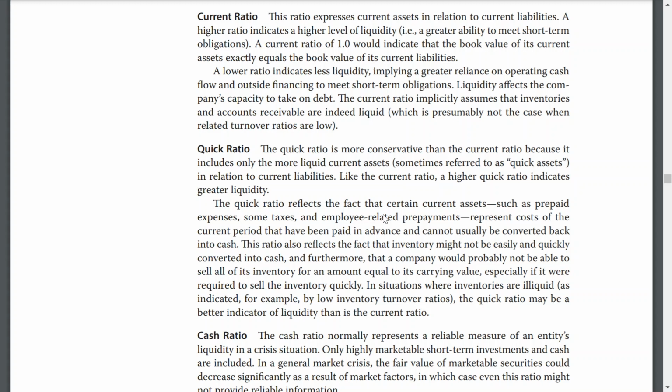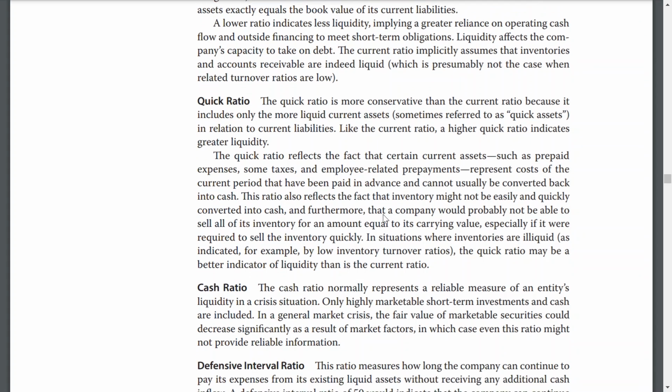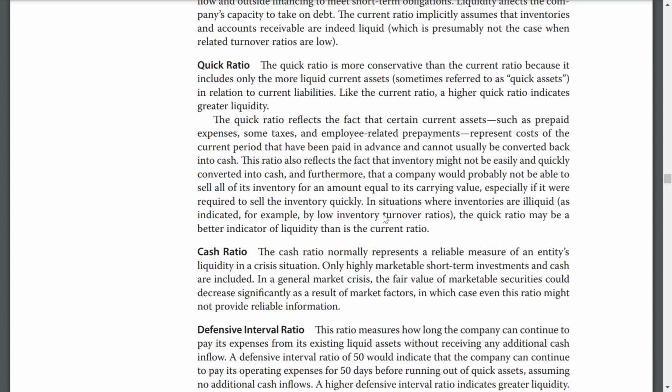The quick ratio reflects the fact that certain current assets, such as prepaid expenses, such as taxes and employee-related payments, represent cash spent in the current period, but are prepaid advances that cannot be converted back into cash. This ratio also reflects the fact that inventory might not easily and quickly convert into cash. Furthermore, the company would probably not be able to sell all the inventory in an amount equal to the carrying value, especially if they were required to sell the inventory quickly.